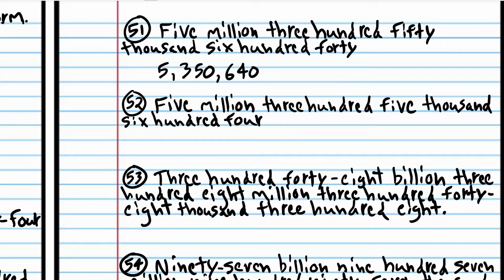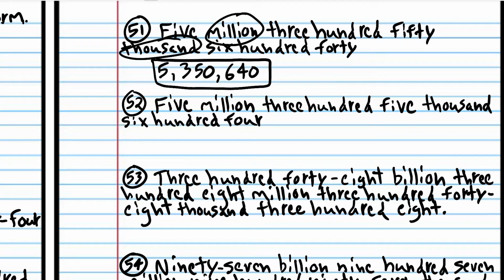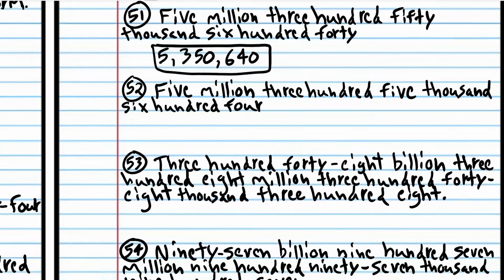5,350,640. Now notice that I wrote a comma every time I would say the name of the period. Million, we have thousand. Those are the names of the periods. And if you go to billion, that would be the name of the next period over here. And then trillion, and then quadrillion, and so on and so forth.